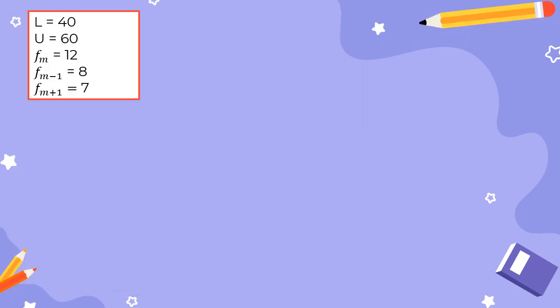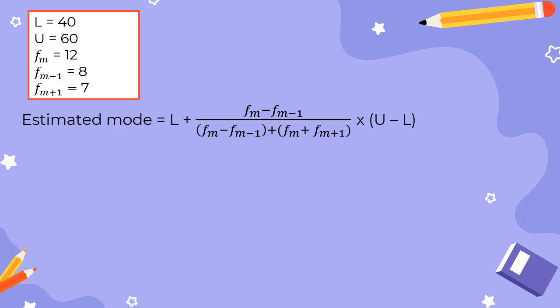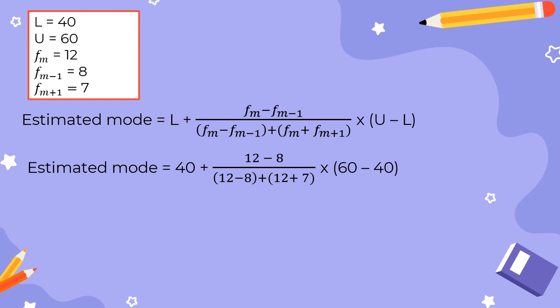So next, let's use the formula. So for the estimated mode, L is equal to 40, f sub m is 12, f sub m minus 1 we have 8. So we have 12 minus 8. The next, f sub m is 12, f sub m plus 1 is 7. The upper boundary is 60. The lower boundary is 40.